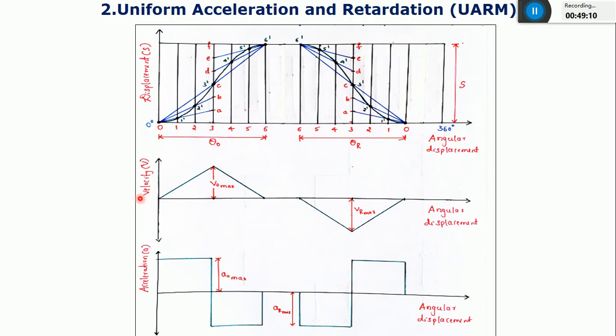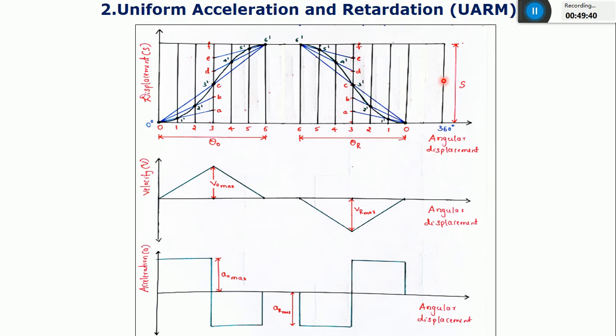And you can take the second one, that is velocity versus angular displacement. Along the x-axis I'm going to consider the angular displacement. Here also angular displacement, and here also the angular displacement. So this is the velocity diagram, this is the acceleration diagram. Now, how to plot this displacement diagram for this uniform acceleration and retardation motion, I'll explain while solving the problems on this UARM type.